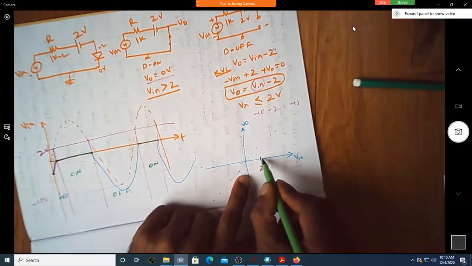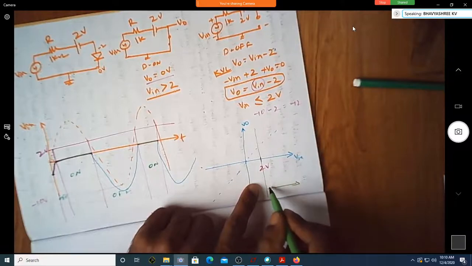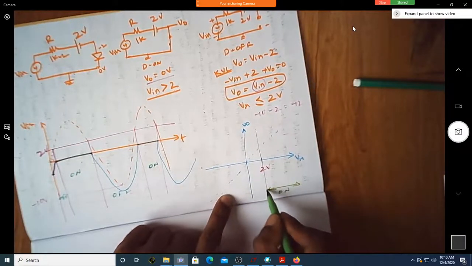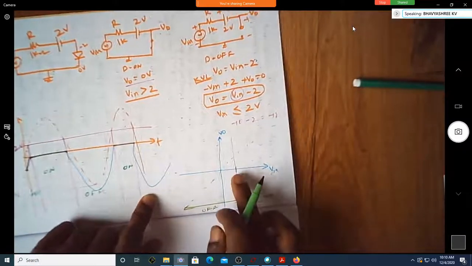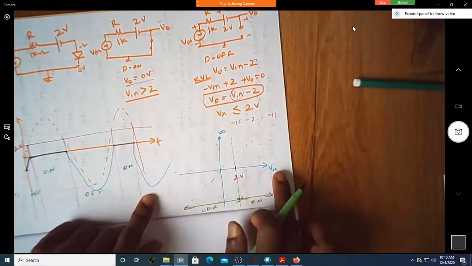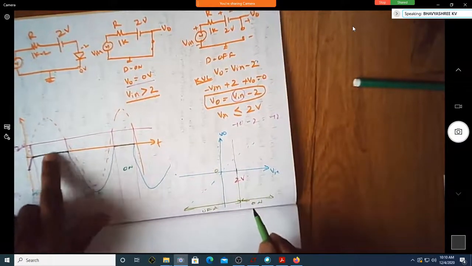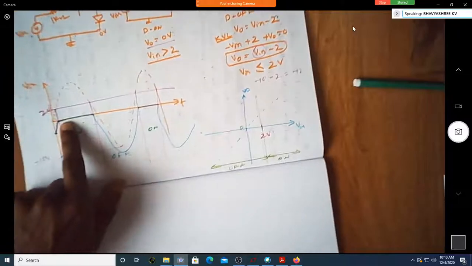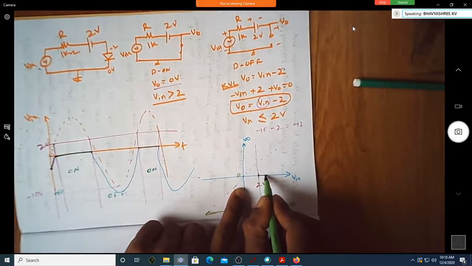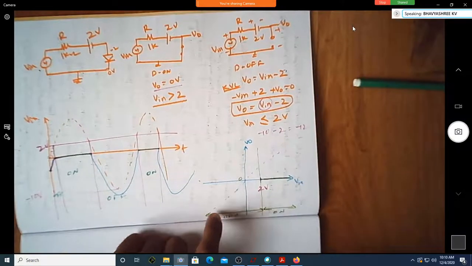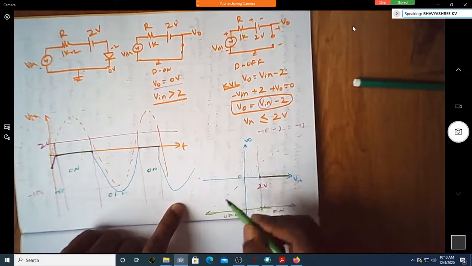Anything above 2 volt, what is the condition of your diode? The diode is on. Anything below 2? Below 2 is off, sir. Is this below 2? Is this above 2 volts? Yes, sir. Correct? If it is above 2 volt, what is the output voltage? The output voltage is 0, sir. Shall I write 0 here? Correct? Yes, sir.